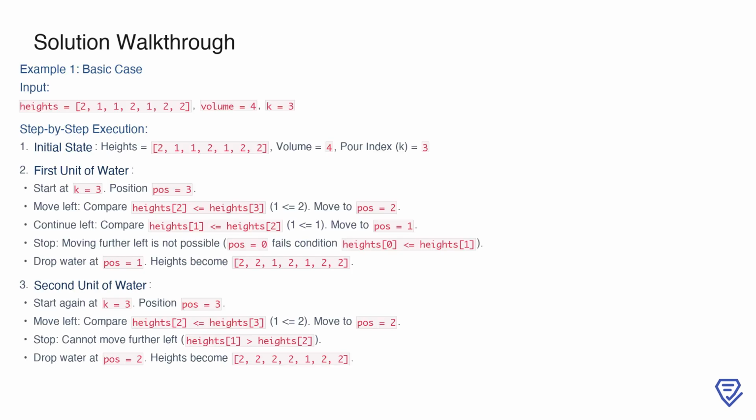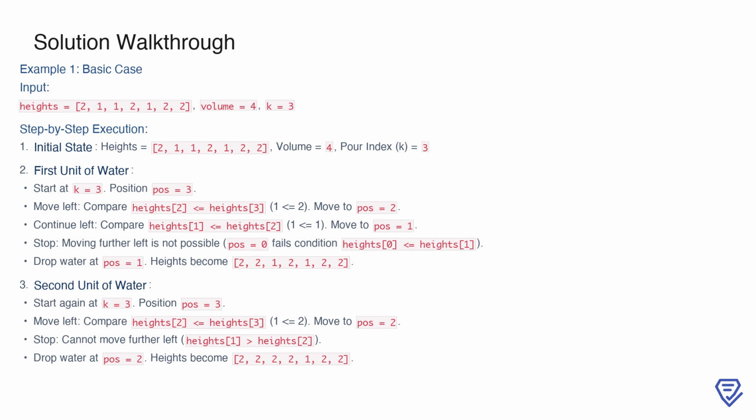To start, we're looking at a basic example where the heights array is 2, 1, 1, 2, 1, 2, 2, the volume of water to pour is 4, and the initial pour index K is 3. Initially, the heights remain unchanged, and we have 4 units of water to distribute. For the first unit of water, we begin at position 3.